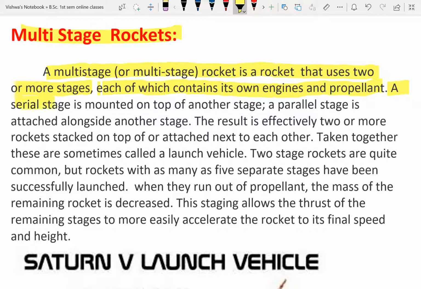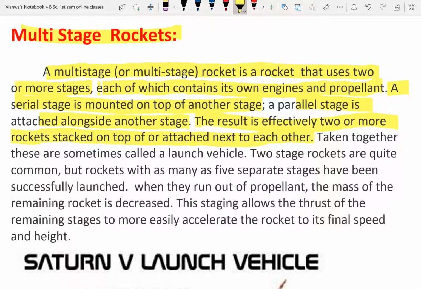A serial stage is mounted on top of another stage. A parallel stage is attached alongside another stage. So in multi-stage rockets we are going to construct a rocket in two ways: one is serial and the other is parallel. In serial rockets, an engine is connected to another engine, top to top or end to end. In parallel multi-stage rockets we attach engines side by side. The result is effectively two or more rockets stacked on top of or attached next to each other.